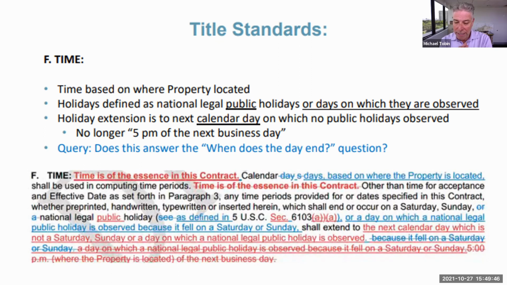And then it clarifies national legal public holidays. I guess there may have been a dispute as to one or two, I don't know if Columbus Day or whatever day that is, but if it falls on a national legal public holiday, then it rolls over to the next calendar day, which is not a Saturday, Sunday. All right, that's all you need there. And then again, they've kind of taken out that 5 p.m. date on the next business date.